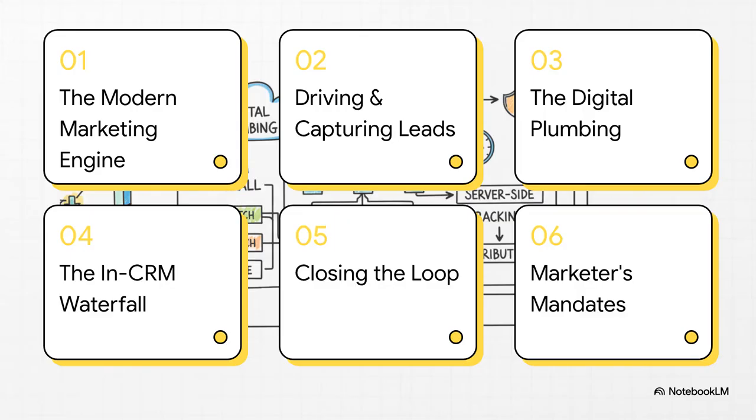All right, so here's our game plan. We'll start with the big picture, the core engine. Then, we'll follow a lead as it gets captured and sent through what I call the digital plumbing. We'll see exactly what happens inside the CRM, how you prove it all worked, and then, the big one, what this all means for you when you're building your own revenue machine.